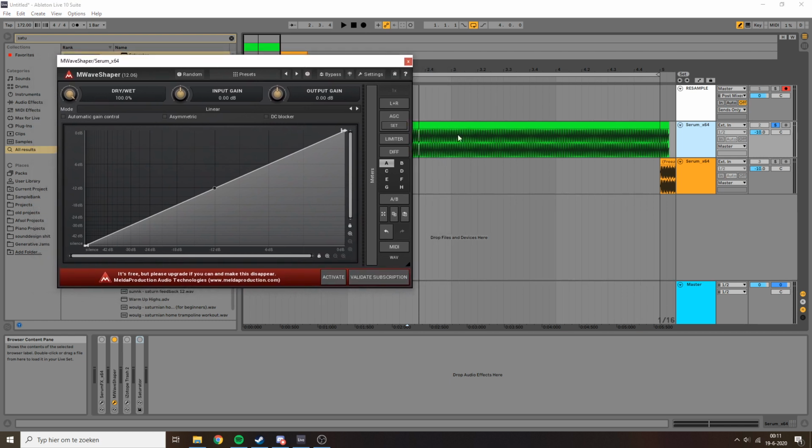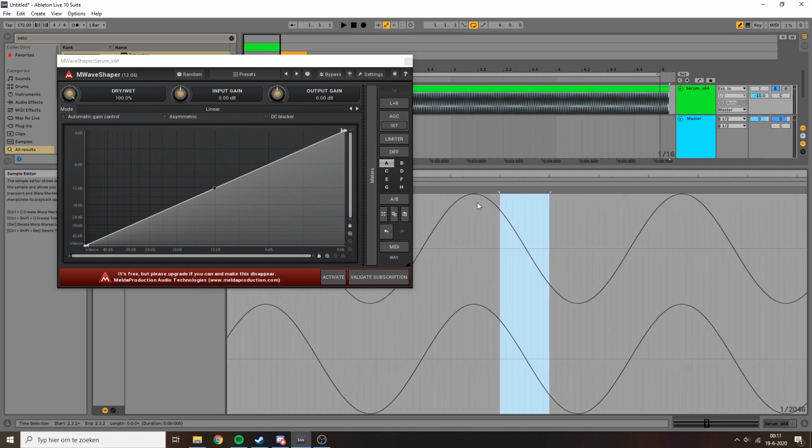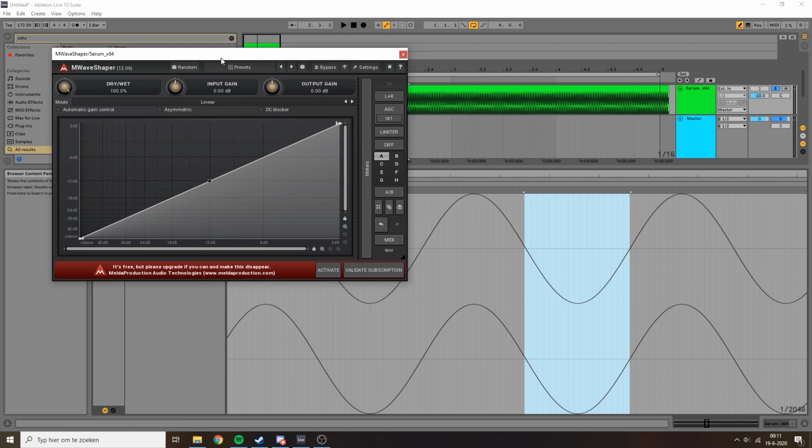There's one more thing that you should know, and that is that you can see that the wave has a positive side happening over here and a negative side happening over here. Right now, we don't really see a positive and a negative side, and that's because we're doing symmetric wave shaping, which is where you treat the positive side and the negative side in the same way. We can also do asymmetric wave shaping.